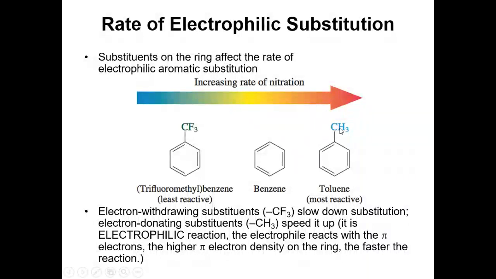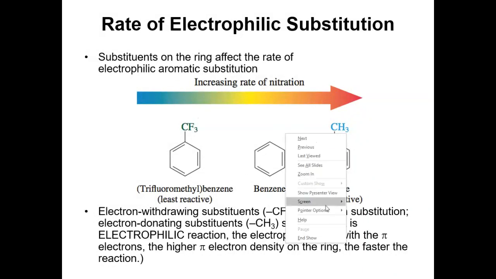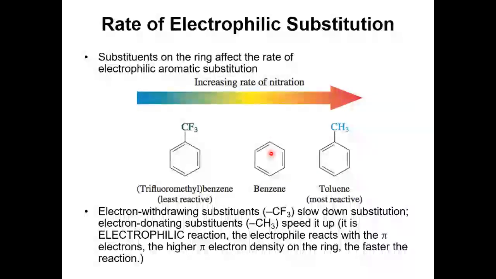We have seen that this methyl group is an activating group. The presence of this methyl group speeds up the EAS reaction compared to this guy, okay? And this guy is a deactivating group. Basically, the presence of this group slows down the EAS reaction compared to the parent, benzene. Okay? The reason is exclusively electronic effect here. So basically, this guy donates electrons to the ring.